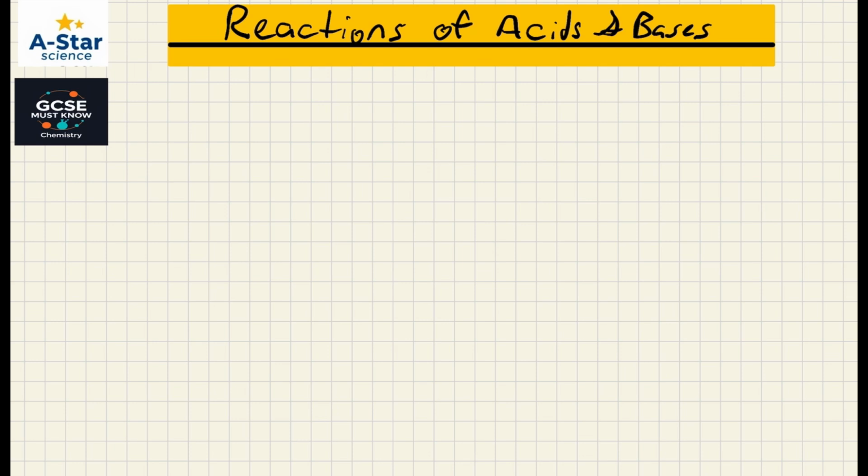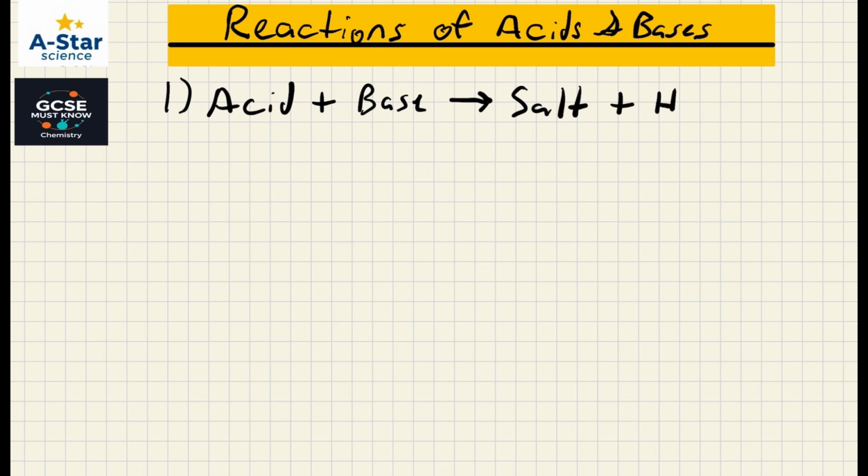So now we've covered the definitions of acids and bases. Let's look at some of the reactions. The first important reaction is when you have an acid which reacts with a base. And that's going to yield a salt plus water. A salt, by the way, is just another name for an ionic compound.